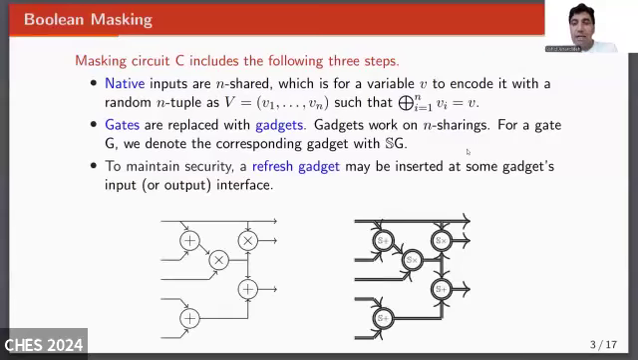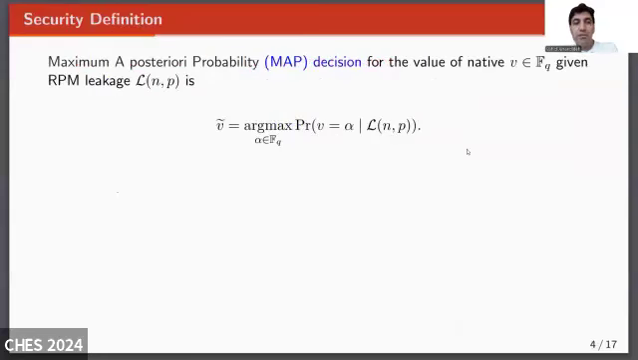In general, the masked circuit will have more complexity compared to the original circuit, and one expects that this increasing complexity brings more security for native variables. To justify this expectation, we need to define a security metric.